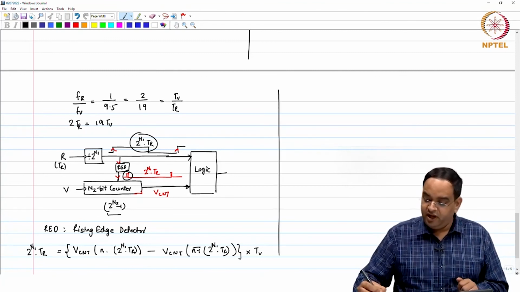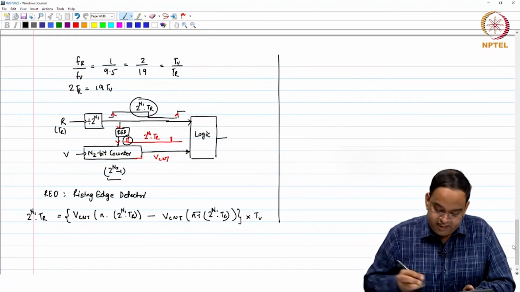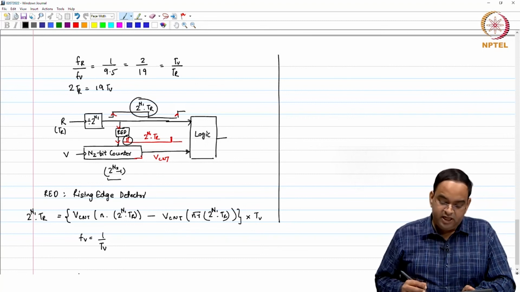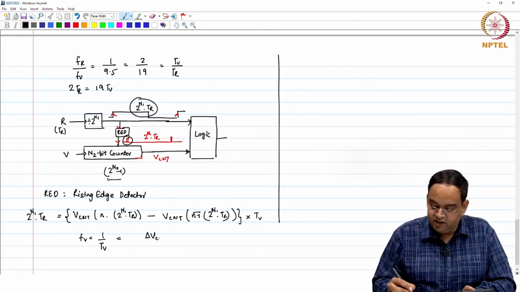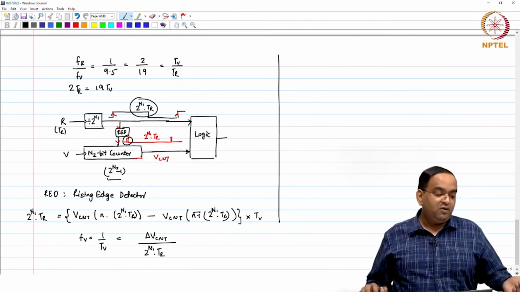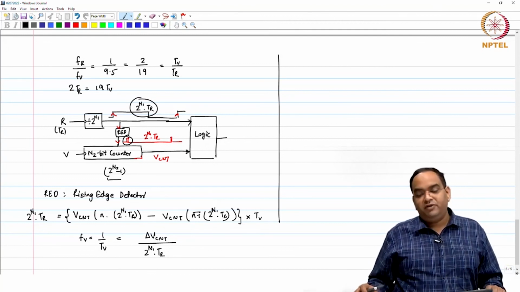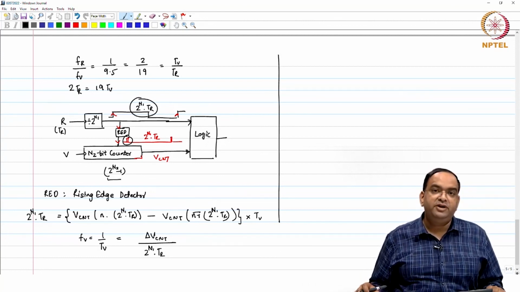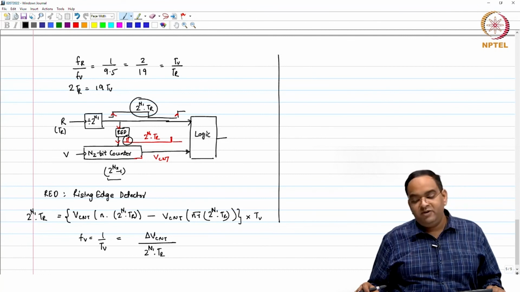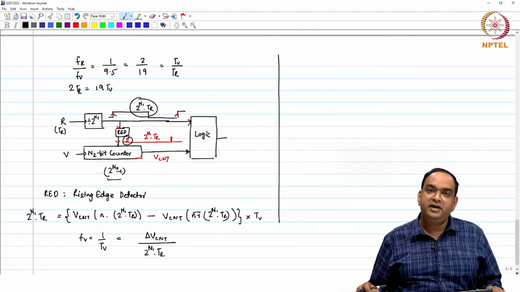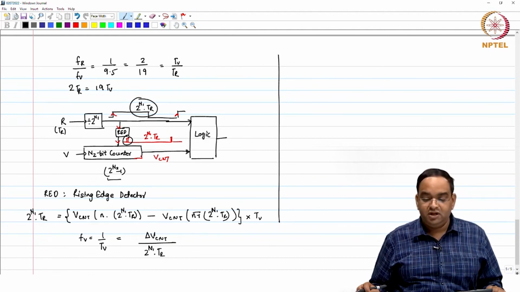From here we can calculate our FV, which is 1 over TV, as delta V count divided by 2 power n1 times TR. So, you can calculate the frequency, know if you have a frequency error or not, and based on that you can correct in the frequency locked loop. We will look at different implementations for the frequency error detector and the phase error detectors in due course.